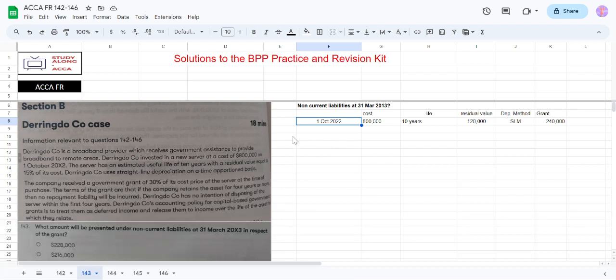The facts remain the same as we had at question number 142. The ask of this question is to calculate non-current liabilities at 31st March 13. The facts remain the same.